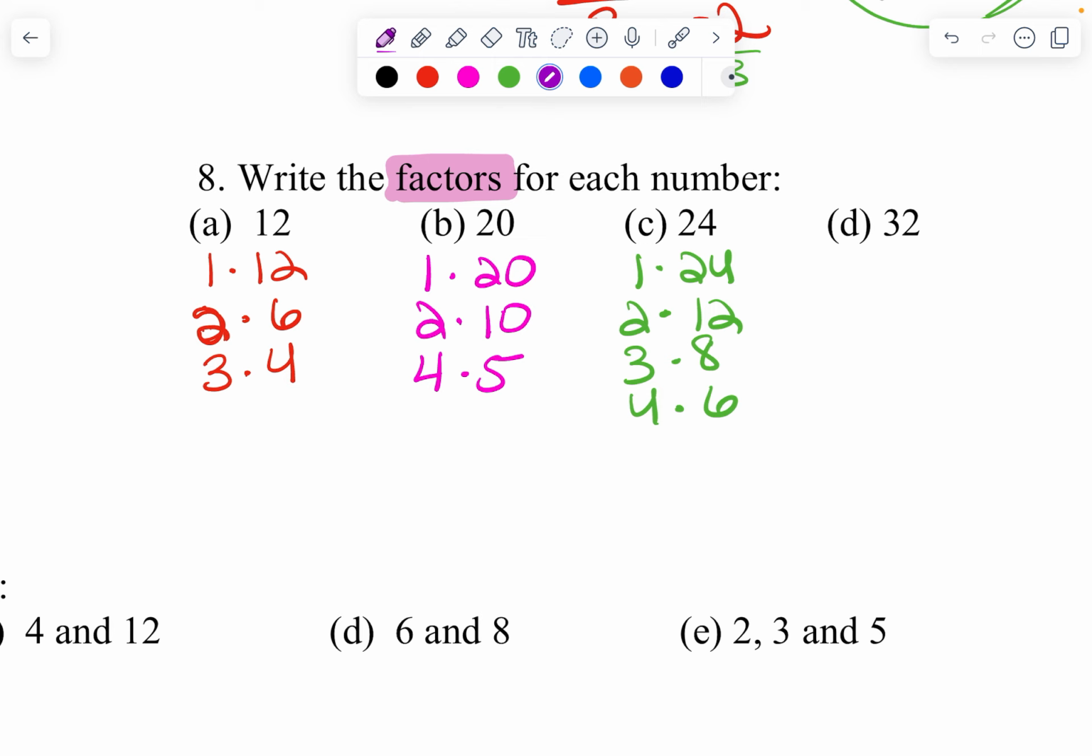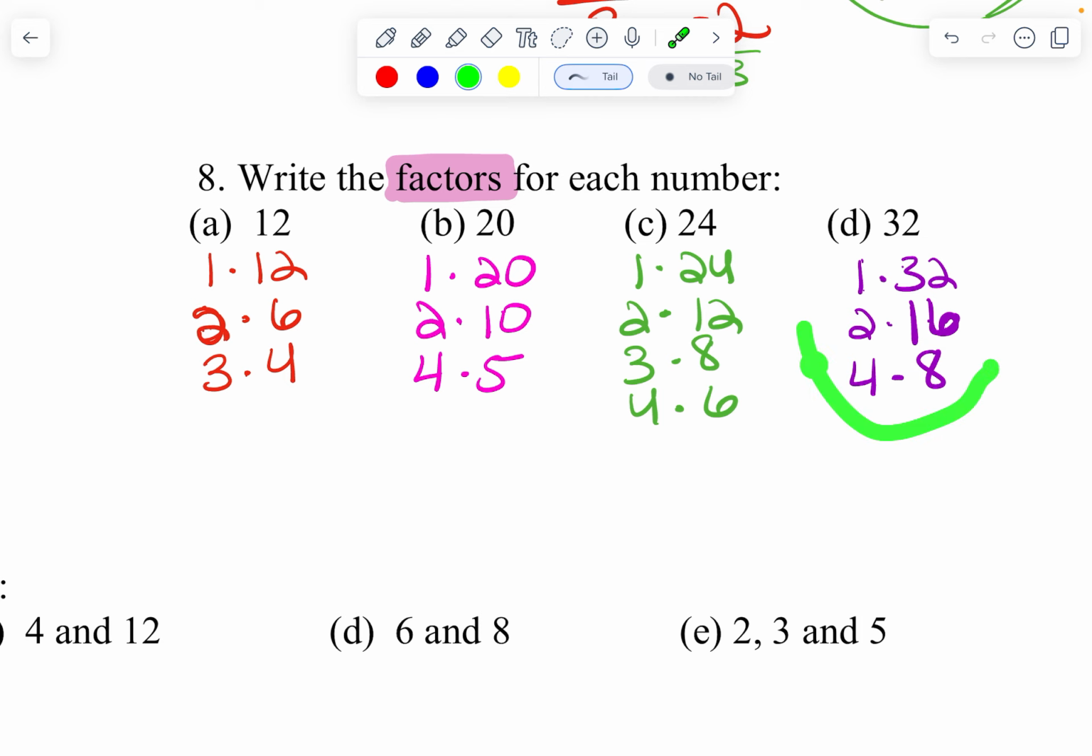Last but not least here is part D, which is 32. So we're going to do 1 times 32. 2 times 16. 3 does not go into 32. 4 does go into 32. It's going to be 4 times 8. 5 does not go in. 6 doesn't go in. 7 certainly does not go in. And 8 is already on my list. So these 3 pairs of factors will get me 32 when I multiply them together.